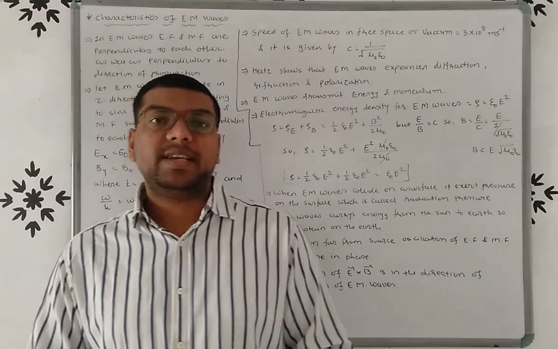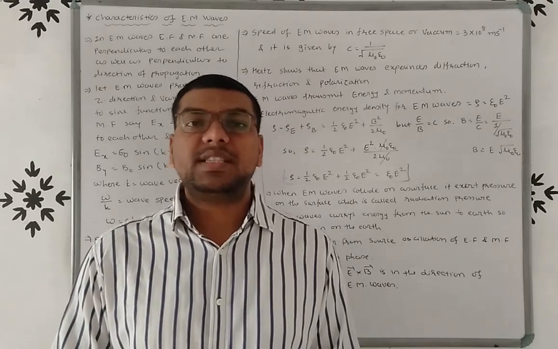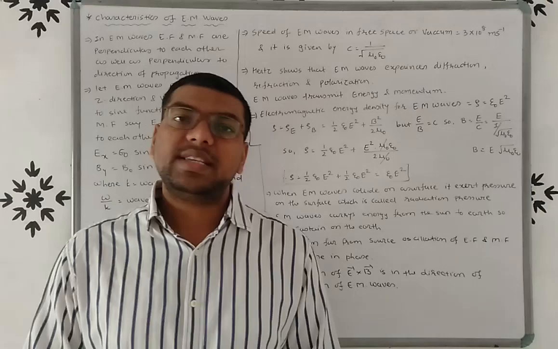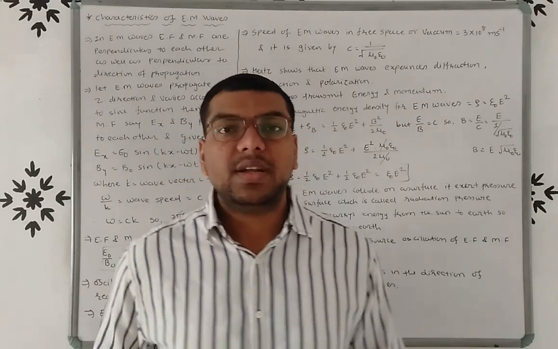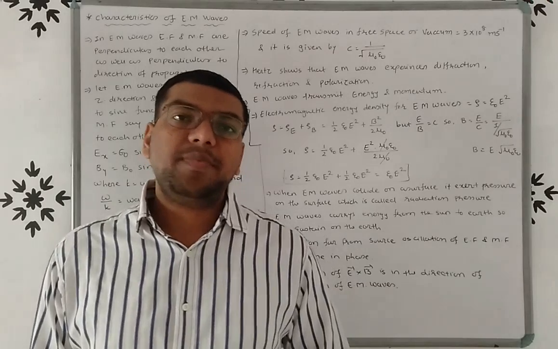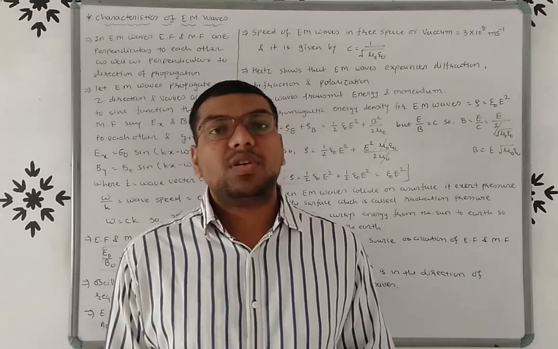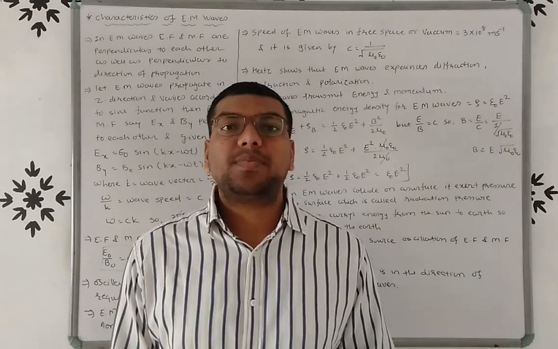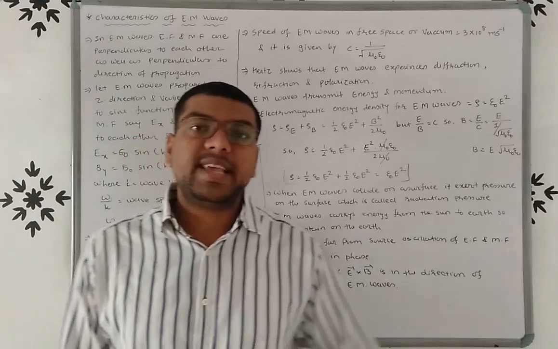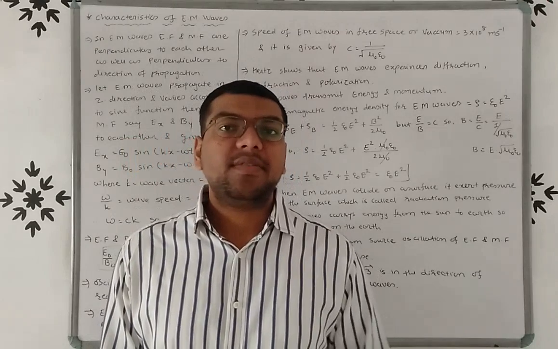So the first point is that the electric field and magnetic field are perpendicular to each other, and also perpendicular to the direction of propagation of the electromagnetic waves, right? Both the electric field and magnetic field are perpendicular to the direction of propagation. So if the direction of propagation is in the Z axis, then the electric field will be in the X axis and the magnetic field in the Y axis, right?